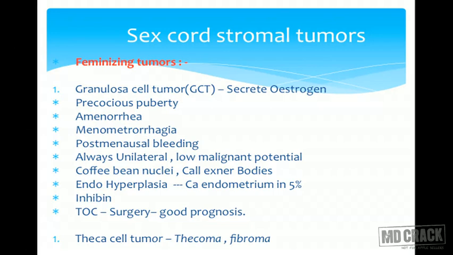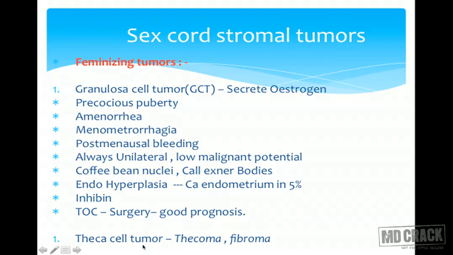These tumors are unilateral. They have low malignant potential. Coffee bean nuclei are seen, and Call-Exner bodies. They may lead to endometrial hyperplasia, again because of excessive and unopposed estrogen. And endometrial carcinoma is seen in 5% of these tumors. They also have inhibin as a marker. The treatment of choice is surgery, and they have a good prognosis.